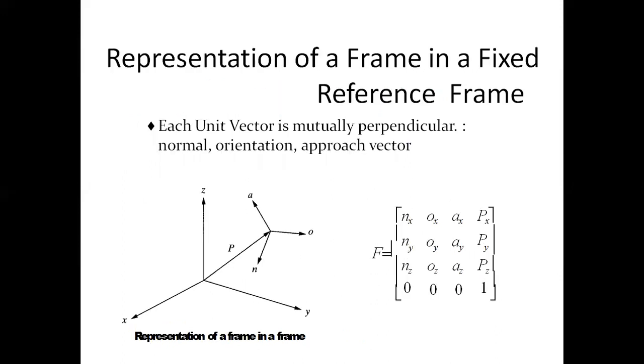And the representation of a frame in a fixed reference frame. So each unit vector is mutually perpendicular. We have normal, orientation and approach vectors. So we have to consider the point P in the space. So we'll be considering Px, Py, Pz, with the unit matrix of one vector over it.